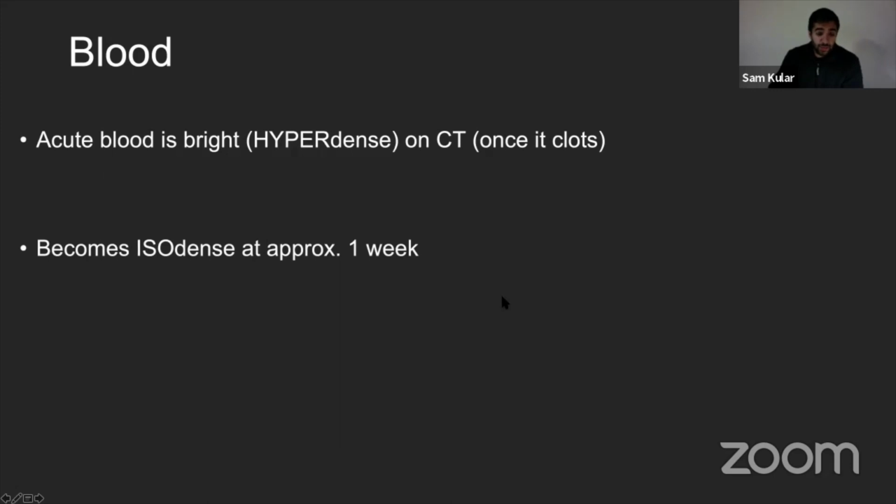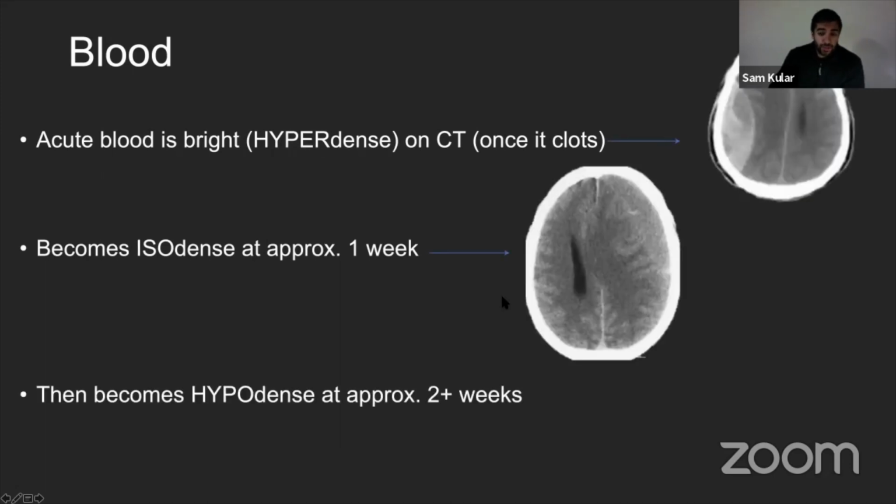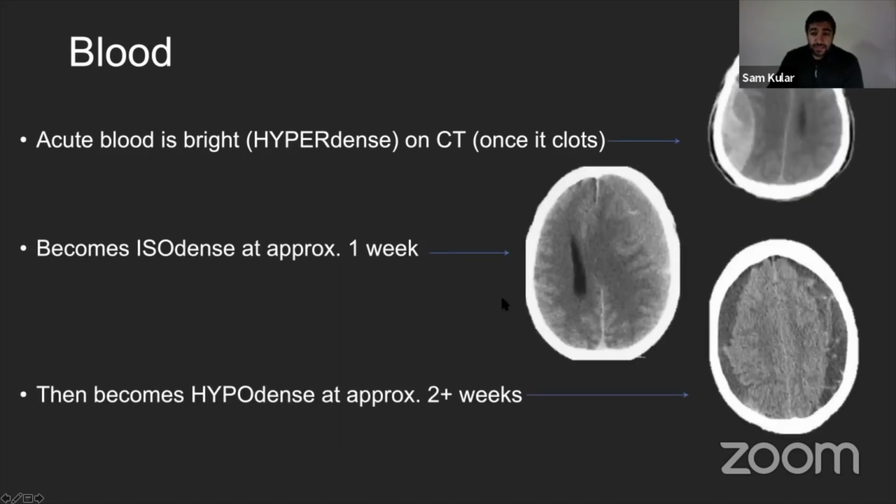Then coming on to stomatal pathology on the head. So blood on the head can appear differently depending on how old it is. Acute blood is bright on a CT head. So we see it as a hyperdense structure because it's more dense than the adjacent brain. After approximately a week, it becomes the same density as the brain. So you can see it gets very hard to differentiate a line between the brain and the blood.